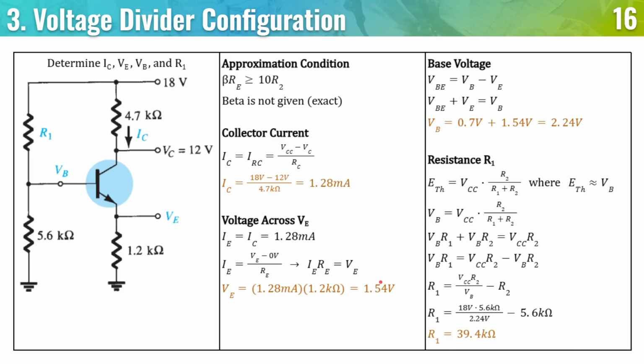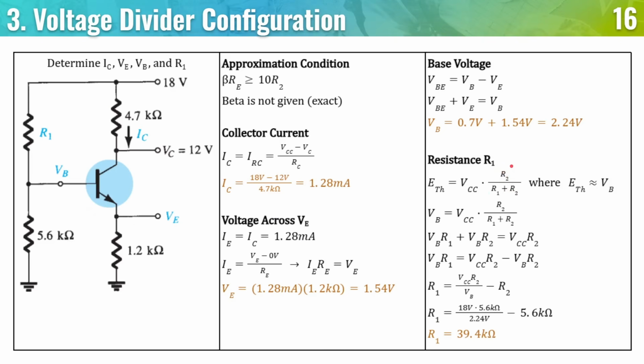So the base voltage. Now that we have the VE and we know that the voltage drops by 0.7 going this way, we know that the base voltage will increase by 0.7. So 0.7 plus voltage across VE is equal to 2.24 volts. Lastly is the resistance. So usually for the resistance, if that is what we compute first, now that is what we compute last.